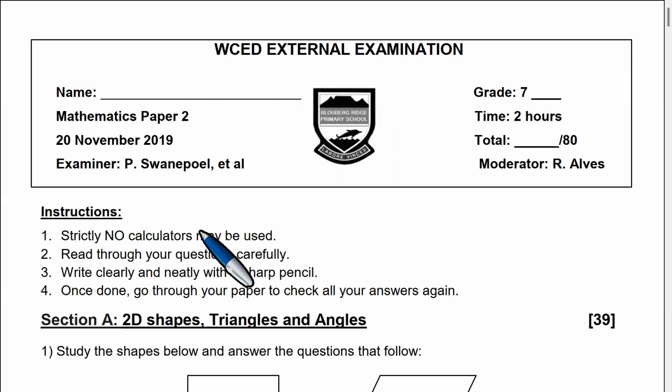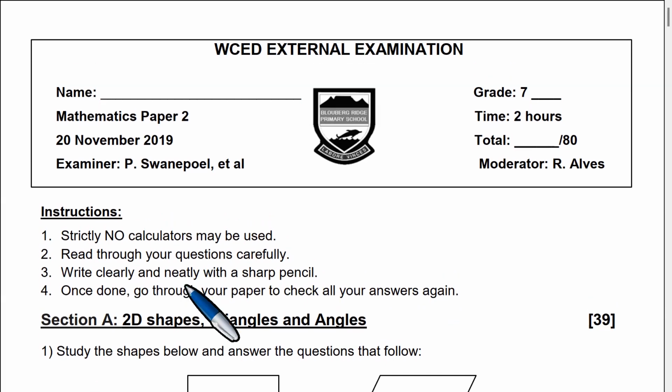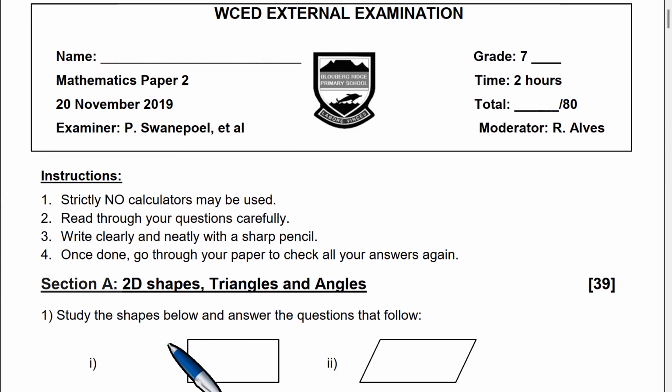The examiner gives the instructions. Strictly, no calculators may be used, so you're not allowed to use calculators. Read through your questions carefully, write neatly and legibly with a sharp pencil. Once done, go through your paper to check all your answers again. Okay, we are there. Right, so we're going to be looking at first at section A. Section A is about two-dimensional shapes, 2D shapes, triangles, and angles. Let's get started.